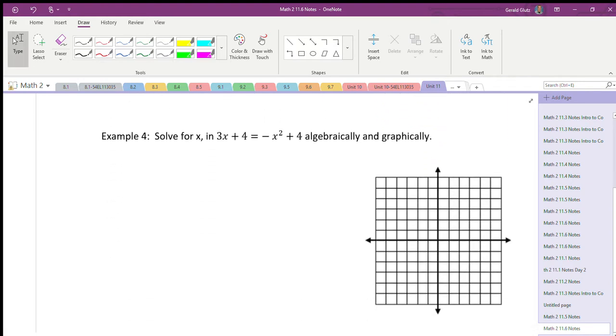And finally, the last example. I think I'm just going to hold off on doing this. It's the same thing. If you want to try it on your own, I recommend that. And then you can go to my website to see if you got it correct.